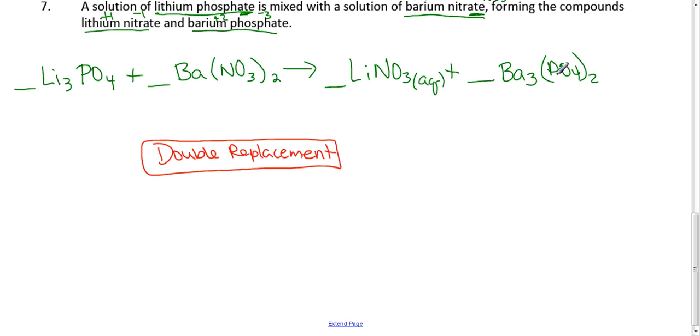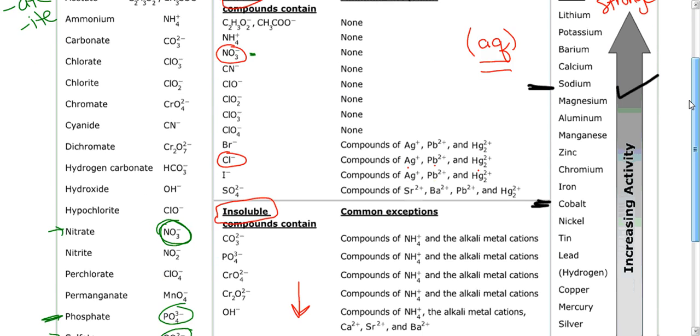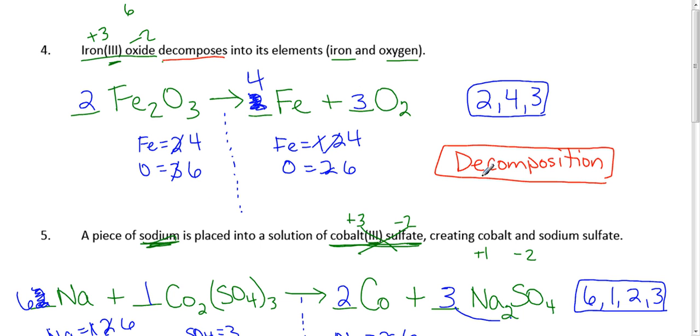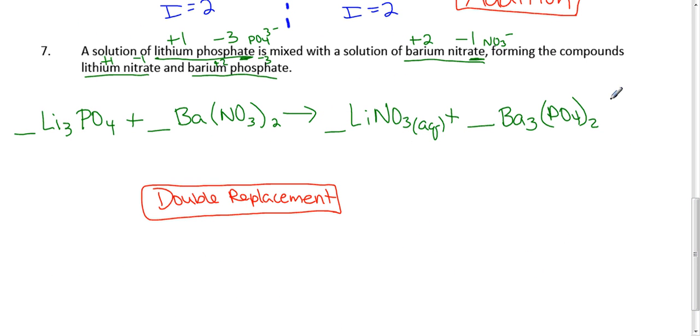So let's find out. We've got PO4 paired up with barium. So we look for PO4 on our list. PO4 is going to be right down here. So this will be a precipitate as long as barium's not an exception. If we look, we've got ammonium or the alkali metals, which is the first group on our periodic table. Sodium, lithium, potassium, those. So barium's not in that group. That means that our phosphate compound will be insoluble. Put a little down arrow. That's our precipitate that tells us this reaction will, in fact, take place.